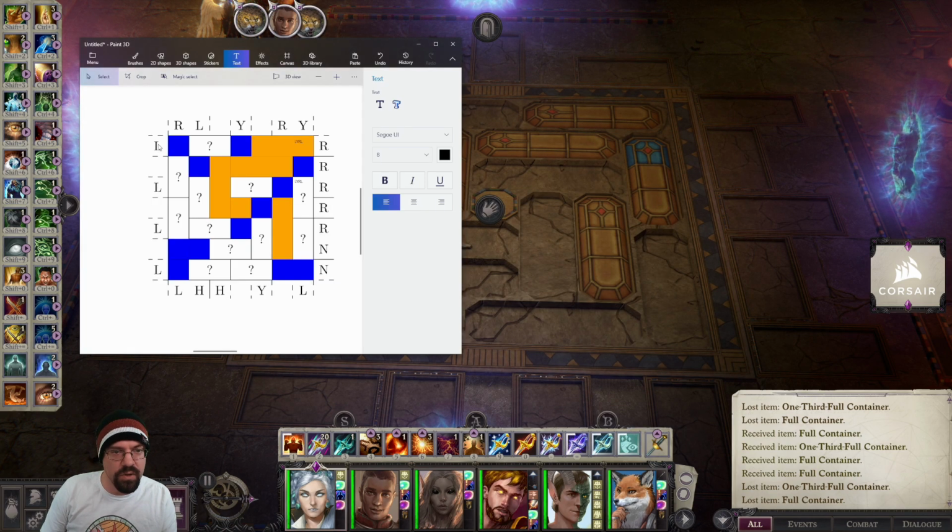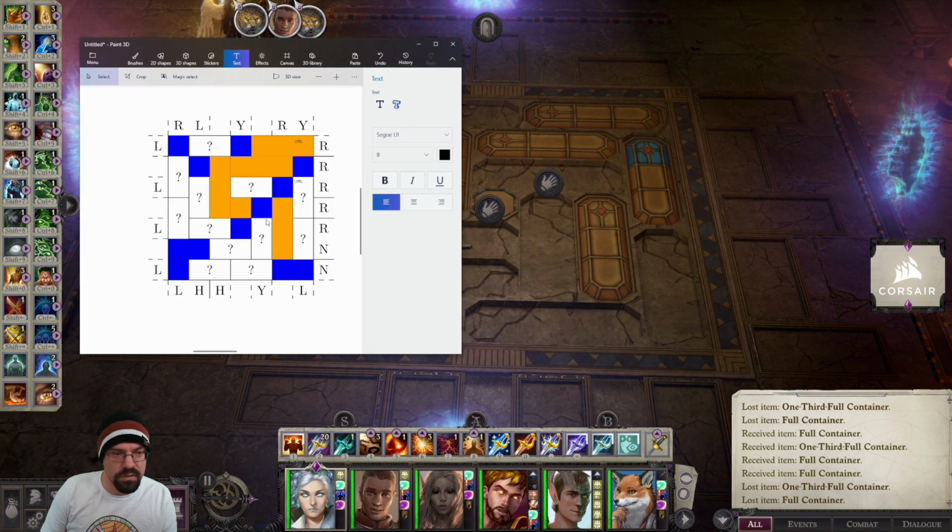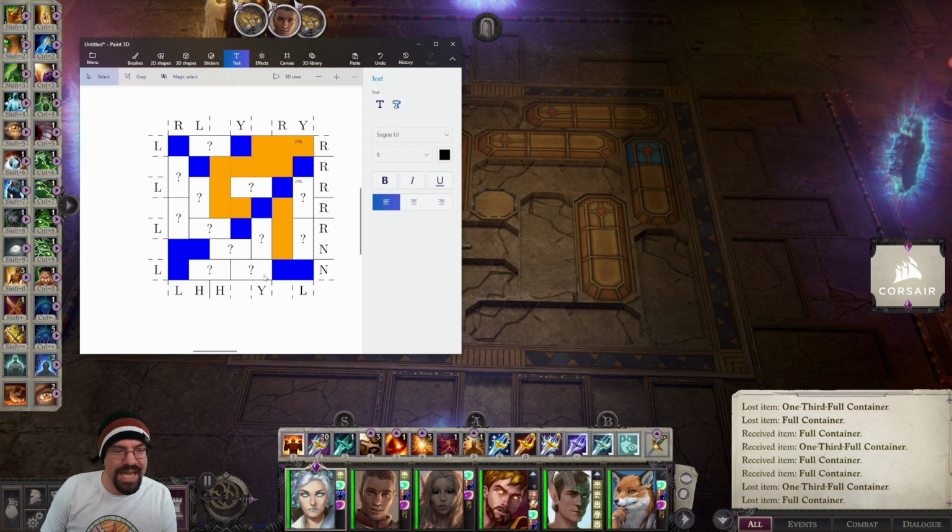So now we know LRRL is full. We know the middle is full here. That doesn't really help. Just don't know what this is. And then LRNL is full. Okay.